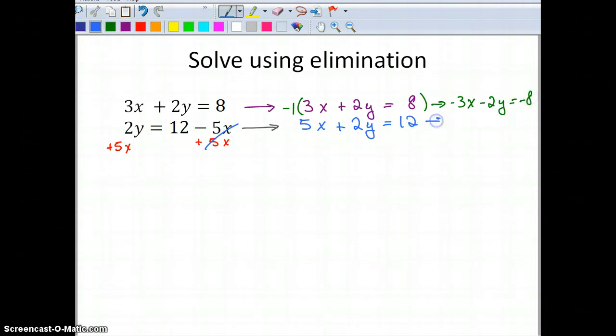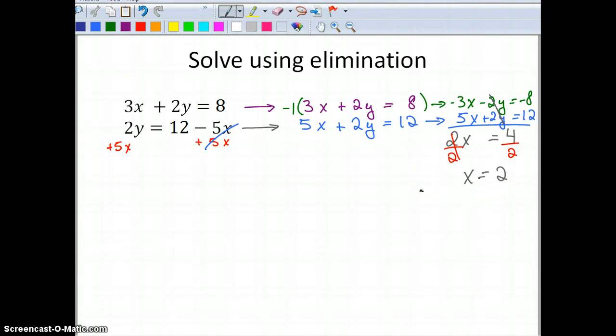I'm just going to bring this one over. So I have 5x plus 2y is equal to 12. Negative 3x combined with 5x gives me 2x. Negative 2y plus 2y adds up to 0, is equal to, let's see, negative 8 plus 12, that's 4. Divide both sides by 2, and I end up with x is equal to 2.